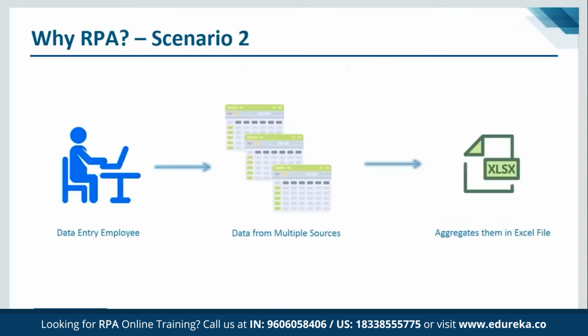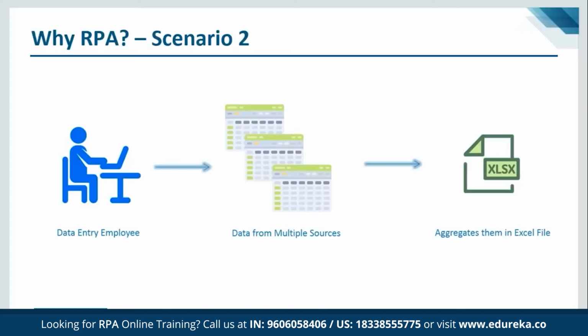Let's take another example, the example of a data entry employee. The typical job of a data entry employee is to take data from multiple sources and aggregate them inside one file. So this employee would follow the same steps each and every day for each and every iteration, and then save it inside one file. He's doing the same steps every day and getting his job done.